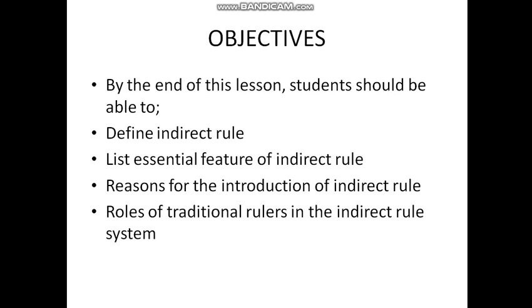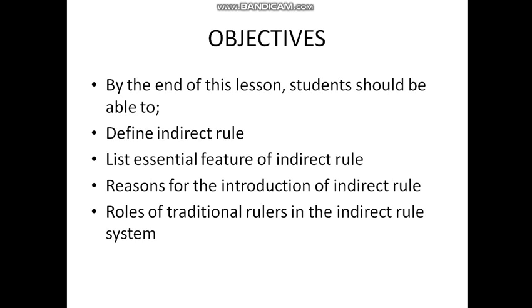Objectives. By the end of this lesson, students should be able to: 1. Define indirect rule. 2. List essential features of indirect rule. 3. State the reasons for the introduction of indirect rule. 4. Explain the roles of traditional rulers in the indirect rule system. All these are what we intend to achieve by the time we are done with this class.